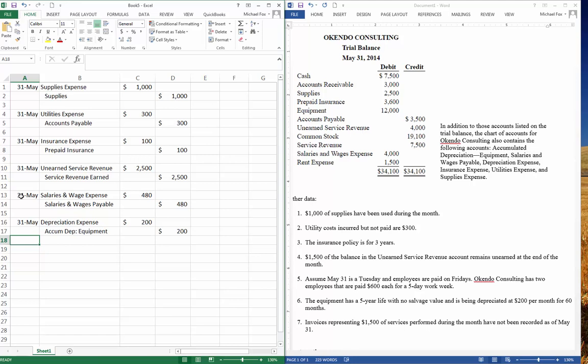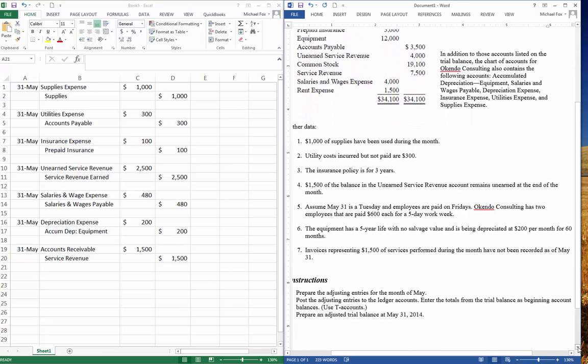All right, number 7. Invoices representing $1,500 of services performed during the month have not been recorded as of May 31st. So in essence, we have to record them. So this would be money that's owed to us, which is called accounts receivable of $1,500, and service revenue, because we've earned it, of 1,500. So there's our adjusting entries.